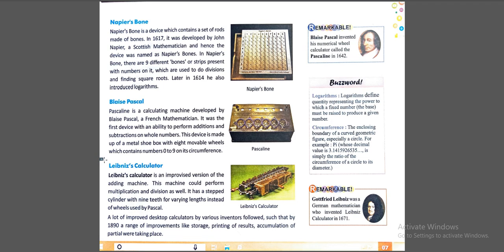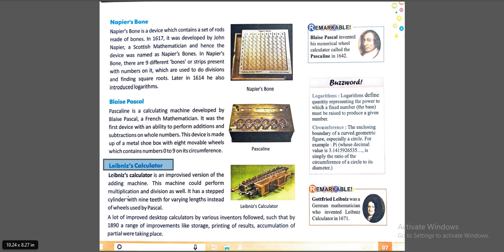Next is Leibniz's calculator. Leibniz's calculator is an improved version of the adding machine. This machine could perform multiplication and division also. It has a stepped cylinder with 9 teeth of varying length instead of the wheels used by Pascal.